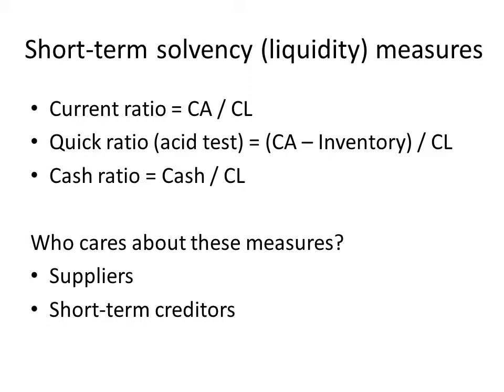Now, a current ratio of greater than 1 indicates that we will have enough money to pay off all our bills over the next year, assuming that all of the current assets turn into cash. But that's not always a safe assumption. For example, inventory is part of current assets, but it doesn't always turn into cash.